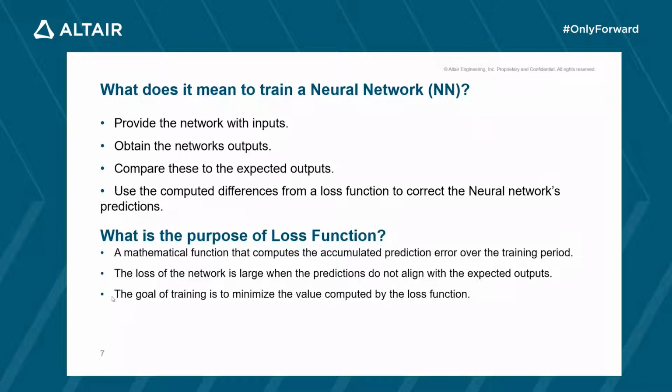And the way that this is done is slightly more involved, where the loss is used to adjust certain parameters within the network. Ideally, this should lead to the network making more accurate predictions in the next training cycles.